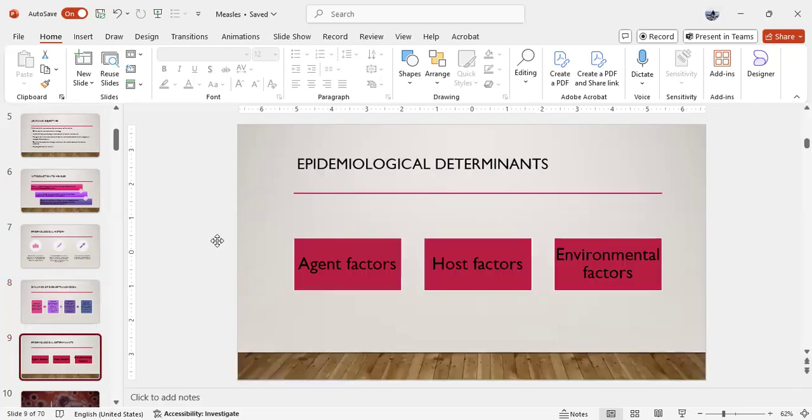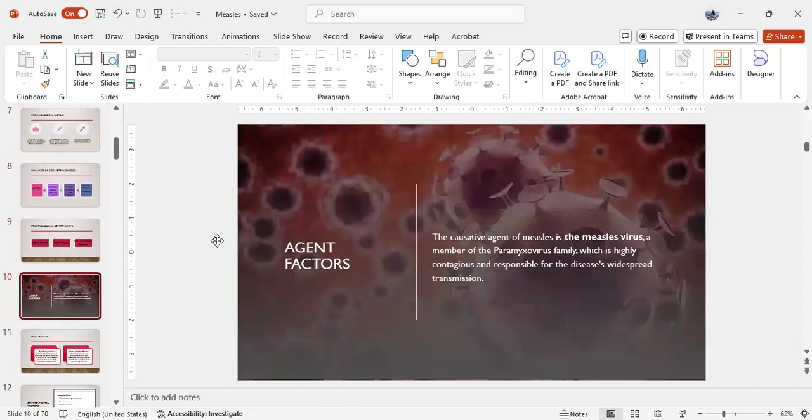Epidemiological determinants include agent factors, host factors, and environmental factors. We'll see all these factors one by one. First of all, agent factors. The causative agent of measles is the measles virus, a member of the paramyxovirus family, which is highly contagious and responsible for the disease's widespread transmission.